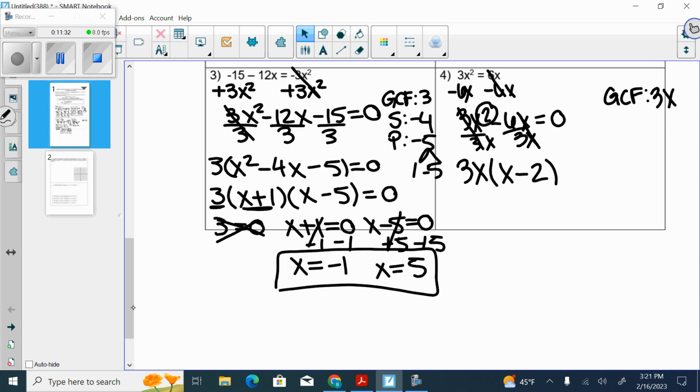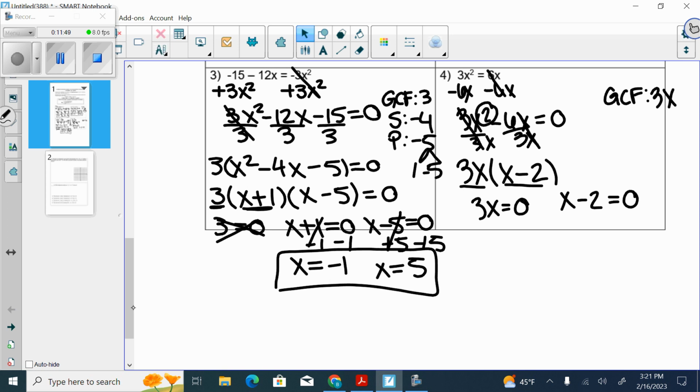So I've got my factors. What's step number 3? Equals 0. So both pieces. So I'm going to have 3x equals 0, and I'm going to have x minus 2 equals 0.